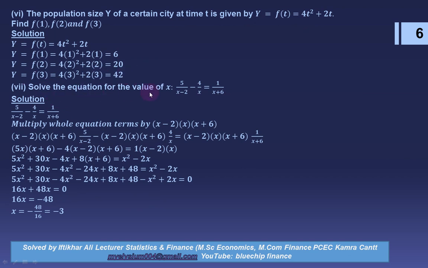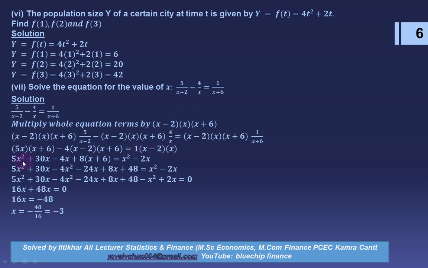Solve the equation for the value of x: 5 by x minus 2, minus 4 by x, equals 1 by x plus 6. First of all, multiply the whole equation's terms by x minus 2, x and x plus 6, because we want to reduce these. After multiplying these three with each part of the equation, it will be reduced to 5x(x plus 6) minus 4(x minus 2)(x plus 6) equals (x minus 2)(x).